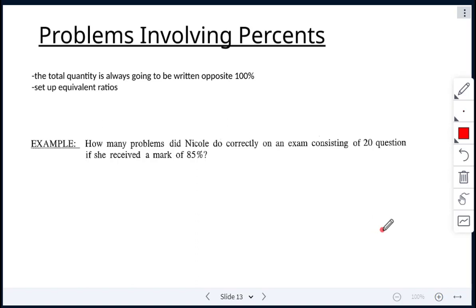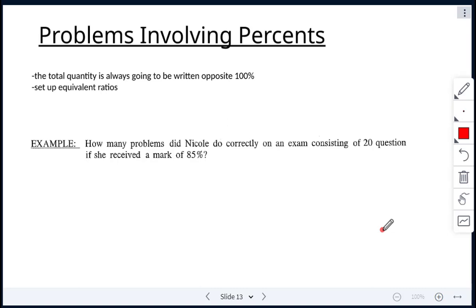Okay, so today's class we are looking at problems involving percents. We'll also look at discount, sale price, and regular price type questions. When we're looking at these problems that involve percents, we are going to write up our ratios, and the total quantity is always going to be written opposite 100%. From that, we will set up our ratios. It'll make more sense when we start looking at examples.